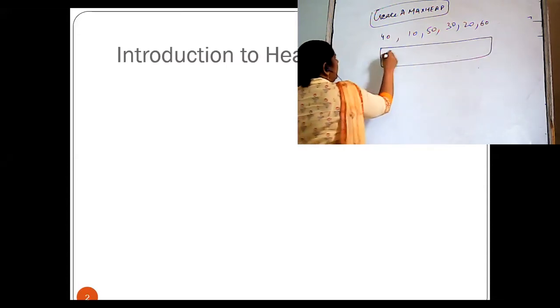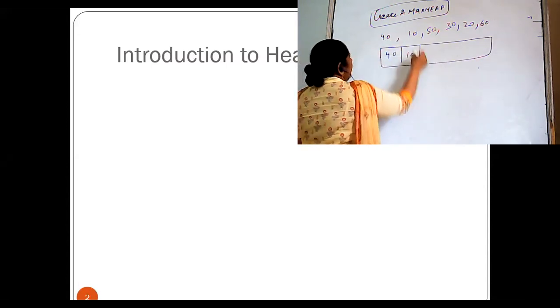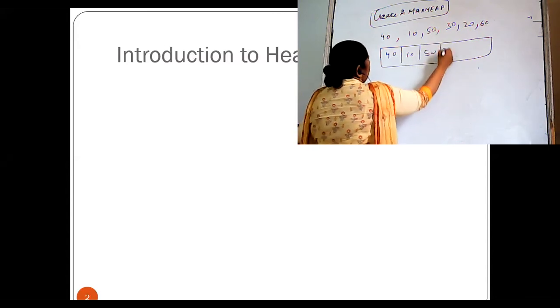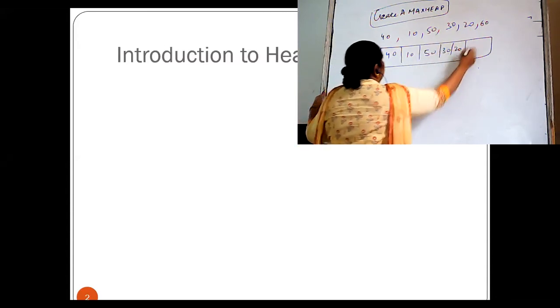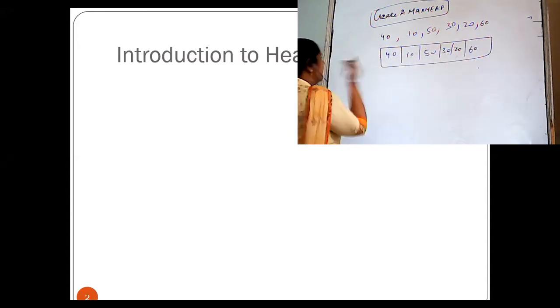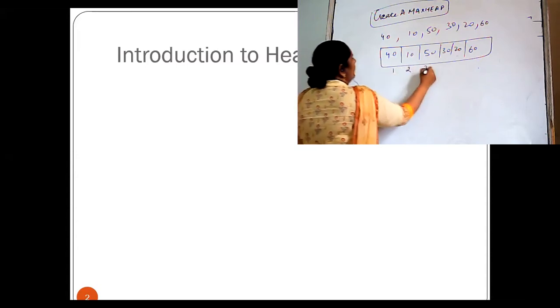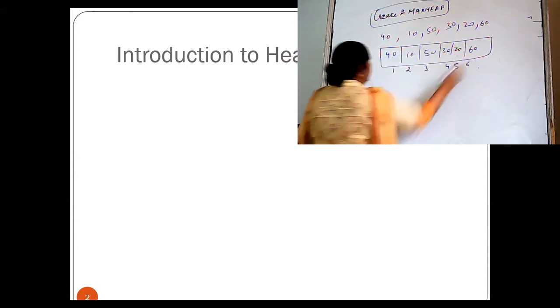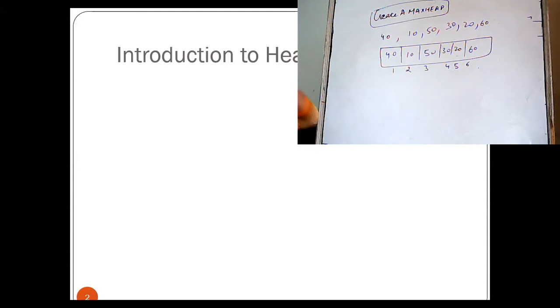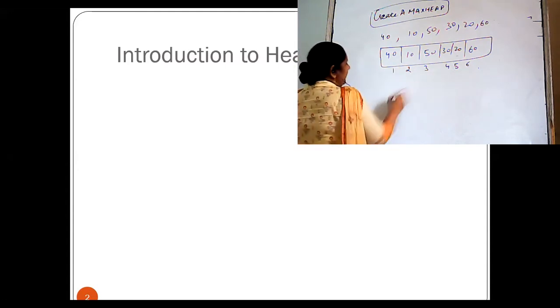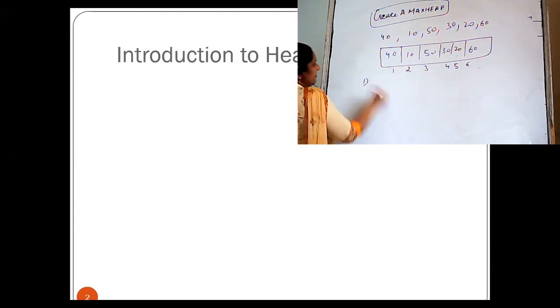How to create a max heap? First of all, you will arrange all the numbers into the array. Whatever is given in the unsorted form only, you will arrange these numbers in the array. Give the indexes 1, 2, 3, 4, 5, and 6. First number is 40. I'm taking step by step. So take 40 as it is.